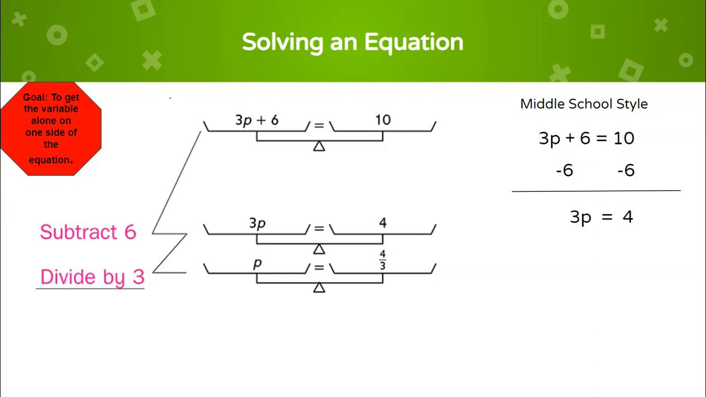Remember, since our goal is to get that variable alone, we want to get this times 3 out of here. Well, the inverse of multiplying by 3 is dividing by 3. And if we divide each side by 3, 3p divided by 3 equals p. And 4 divided by 3 equals 4/3.